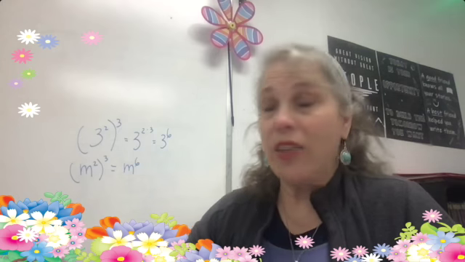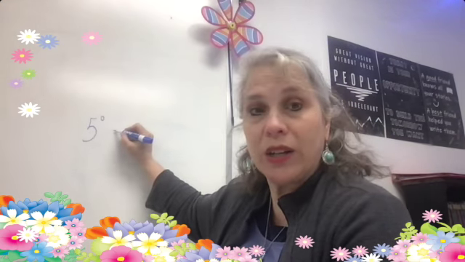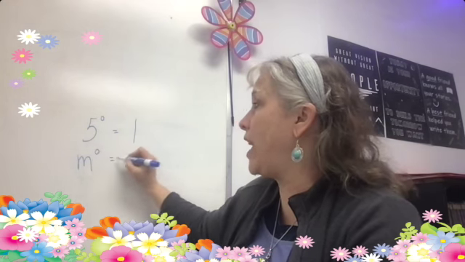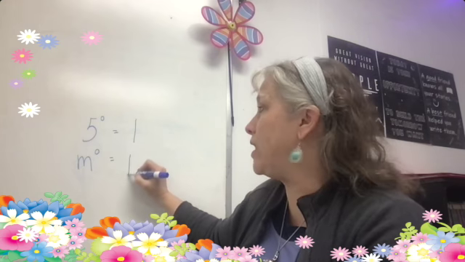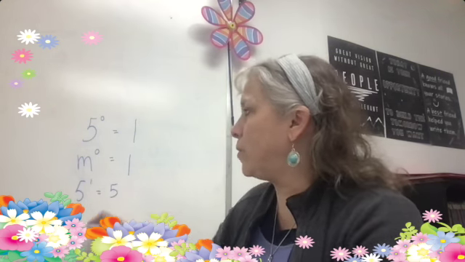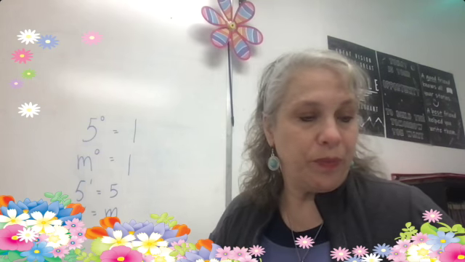We have another rule of exponents: every time you see a number to the 0 power, that is equal to 1. Same goes for a letter. Any letter to the 0 power is equal to 1. It is not 0, it is 1. If I had 5 to the 1st power, that is equal to 5. M to the 1st power is equal to m. Anything to the 1st power is just itself. Okay, and so those are the properties for exponents.